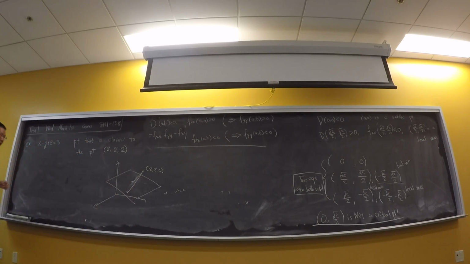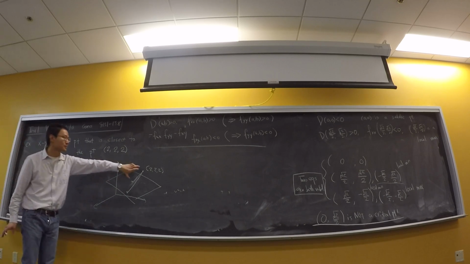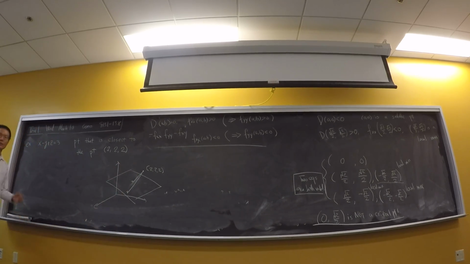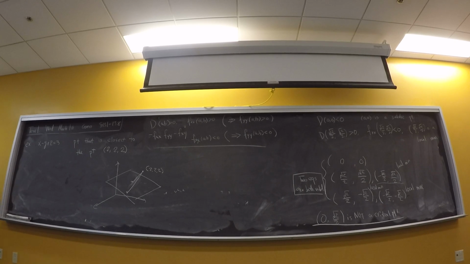Okay? If the point sitting on a plane has the shortest distance to another point outside the plane, the line joining them has to be orthogonal to the plane. But we can actually use the second order derivative test or the first order derivative to find this point.